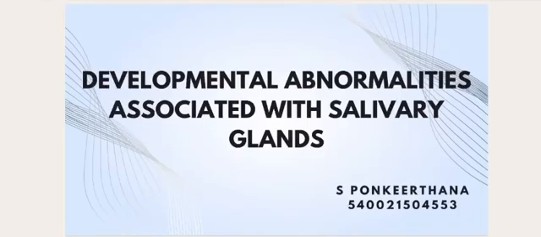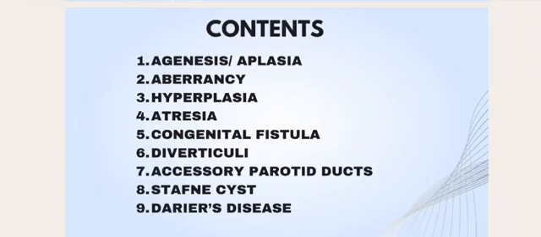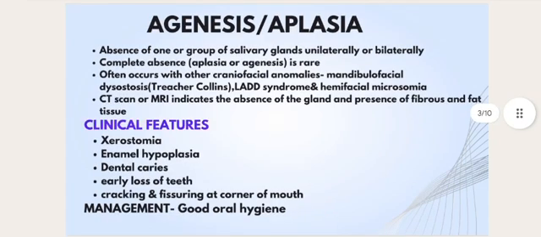Developmental abnormalities associated with salivary glands. So, in contents we have agenesis, aplasia, aberrancy, hyperplasia, atresia, congenital fistula, diverticuli, accessory parotid ducts, Stafne's cyst, and Darier's disease. So, what is agenesis or aplasia?